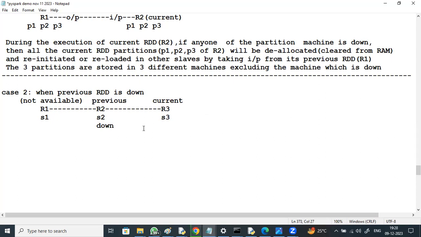Now try to say, what is the process here? R3, during the execution of the current RDD, while taking input from R2, while taking input from R2.